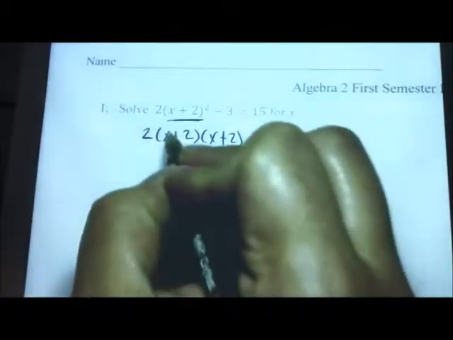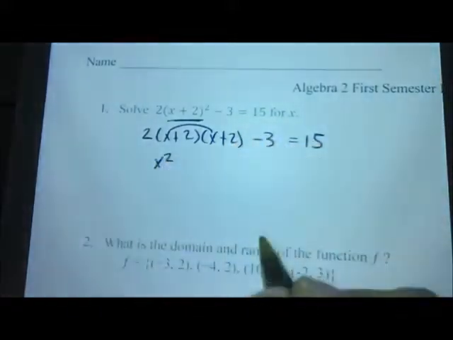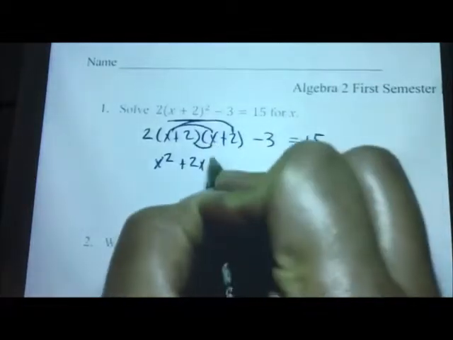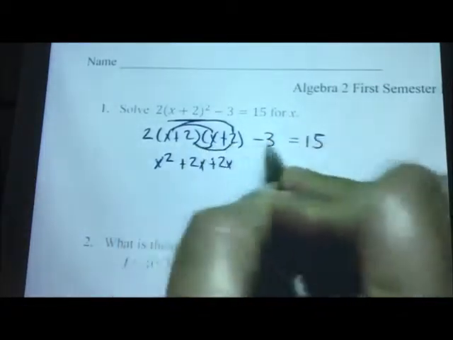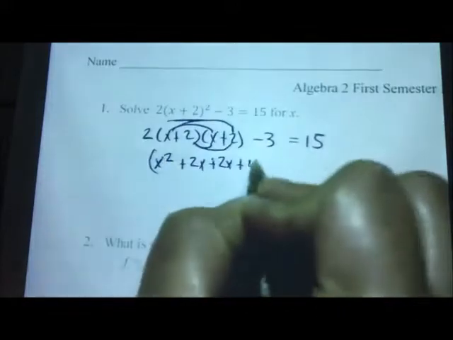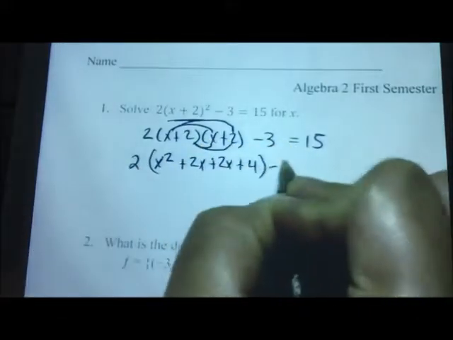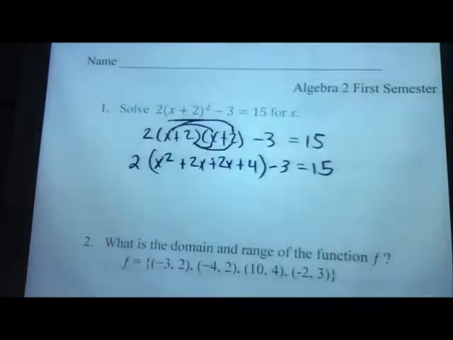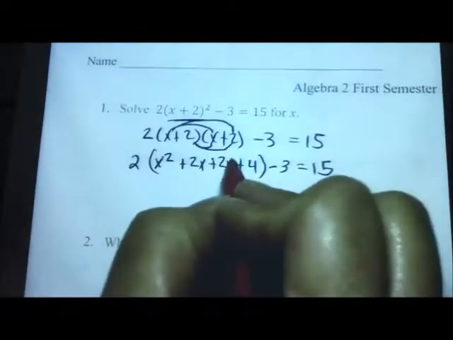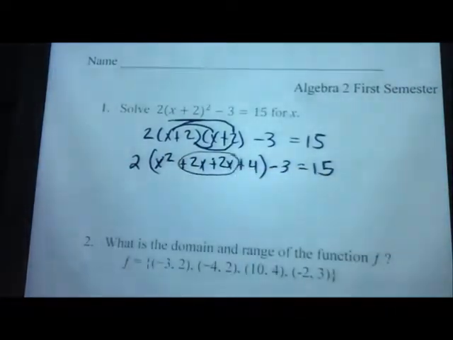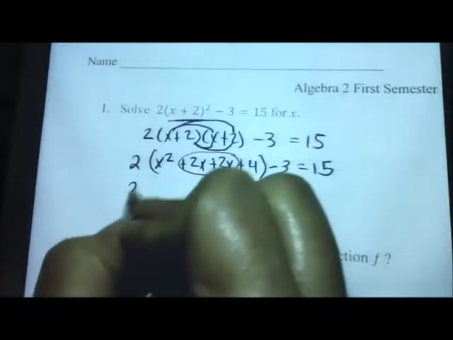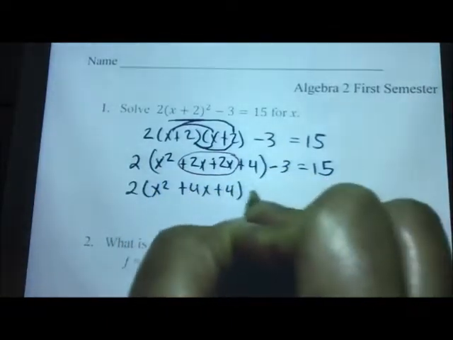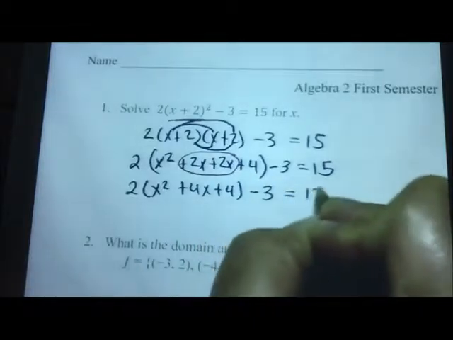So what is x times x? X squared, x times 2, 2x, 2 times x, 2x, and 2 times 2, which is 4. Please don't forget it has a 2 in front. We bring down the -3 and the 15. So in order for us to condense this, we need to combine like terms. So what is 2x plus 2x? That there becomes a 4x plus 4 minus 3 equals to 15.